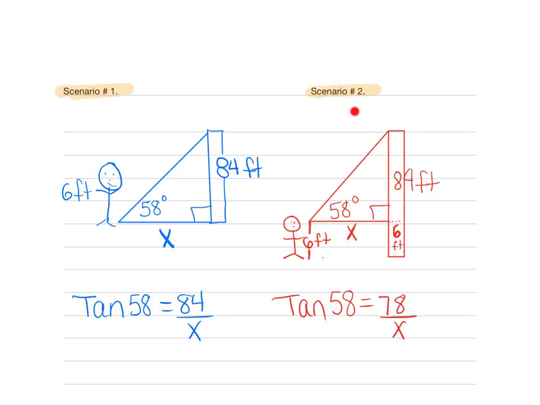Scenario number 2. If he's standing up and his eyesight is here, and then he looks up at a 58-degree angle to the top of the lighthouse, and the lighthouse is 84 feet, then we have to back out 6 feet off the lighthouse because he's 6 feet. So we still have tangent of 58, but it's equal to 78 over X.